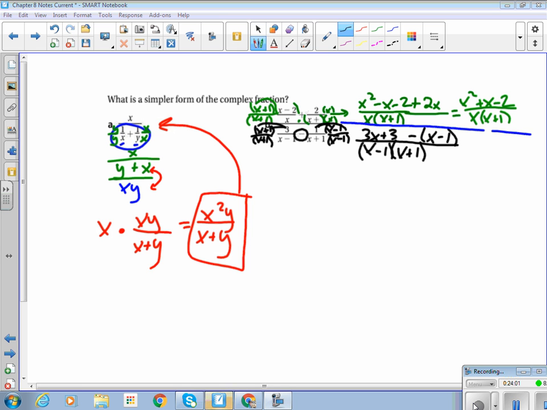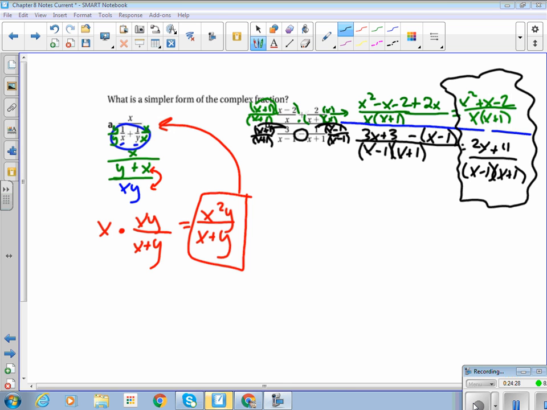So let's write what that equals. 3x minus 1x is 2x. 3 minus negative 1 is the same as 3 plus 1, which is 4. And then I have my common denominator. Okay, so my new guy is this. Whew! I'm going to go ahead and write it, and then, because dividing by a fraction is the same as multiplying by the reciprocal.